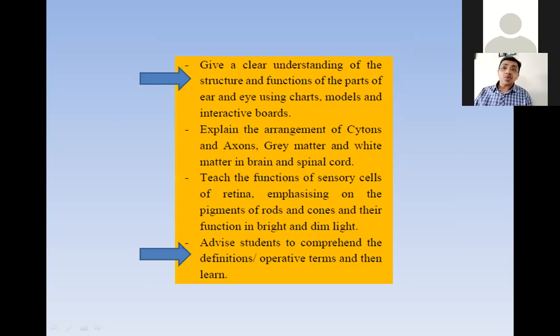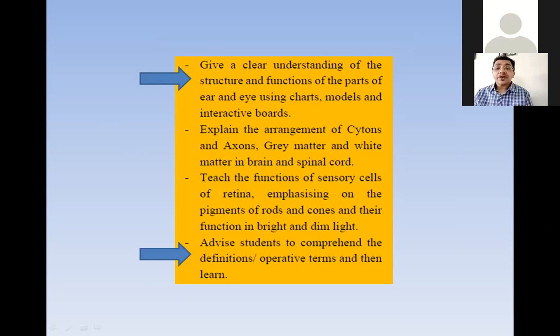Explain the arrangement of cytons and axons, gray matter and white matter in brain and spinal cord. I hope you guys know when it comes to brain, gray matter is outside, white matter is inside. When it comes to spinal cord, it is vice versa. Gray matter is inside and white matter is outside, right?